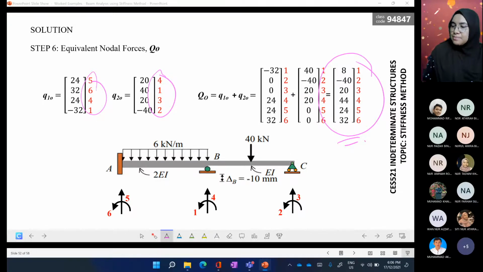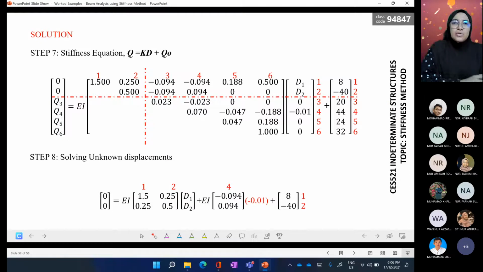So we put it into the stiffness equation. Once we get this stiffness equation, here we have 0.01, negative 0.01. So here, how do we solve it? This is only a mathematical solution. How do we solve the matrix? Okay, this is a 6x6 matrix. When we want to solve for the unknown displacements, what we actually do is like this, the process.